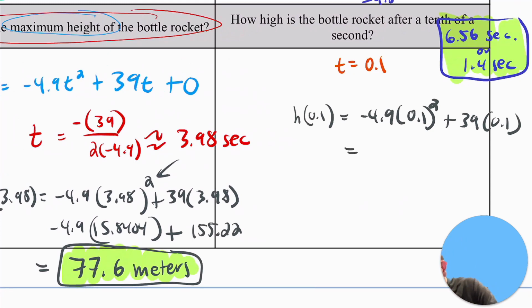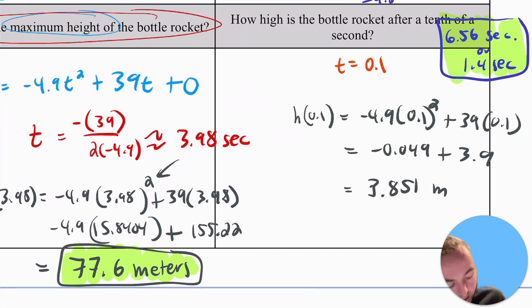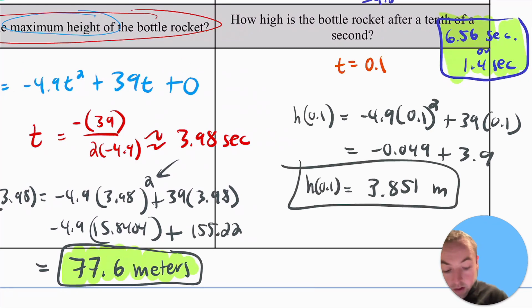So if you square 0.1 and then multiply it by negative 4.9, you end up getting negative 0.049, and then that's going to be plus 3.9, which is a tenth of 39. So you add that all together, and that gives you 3.851. So that would be the number of meters after 1/10 of a second.